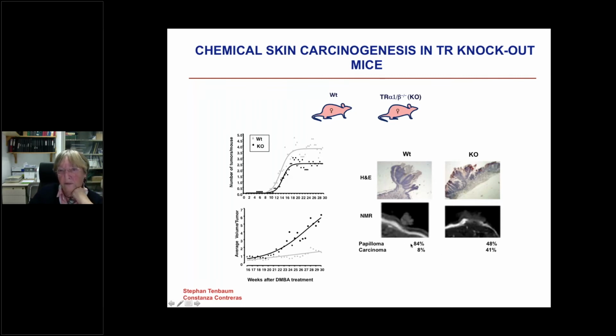Both histological and magnetic resonance studies demonstrated that, as expected, more than 80% of the tumors formed in the wild-type mice were typical papillomas. However, in the absence of the thyroid hormone receptor, more than 40% of these tumors were already carcinomas, as you can observe here, demonstrating that indeed the thyroid hormone receptor can have an inhibitory role in the progression of these RAS-dependent tumors.